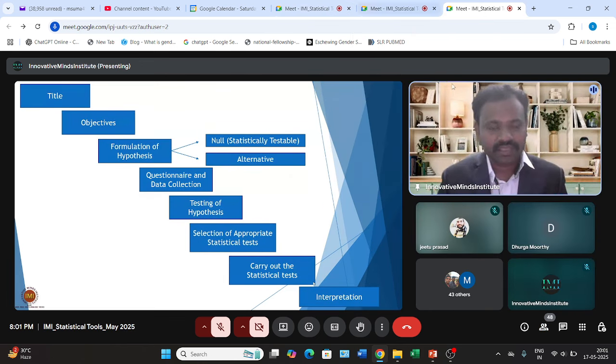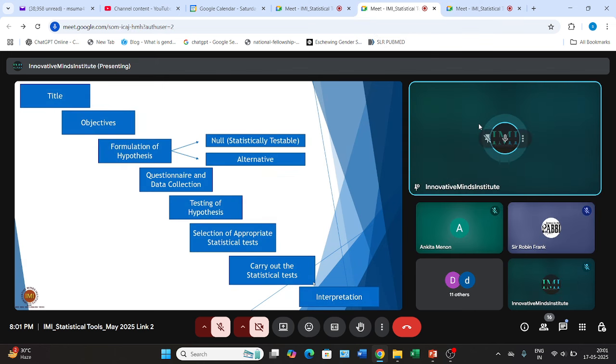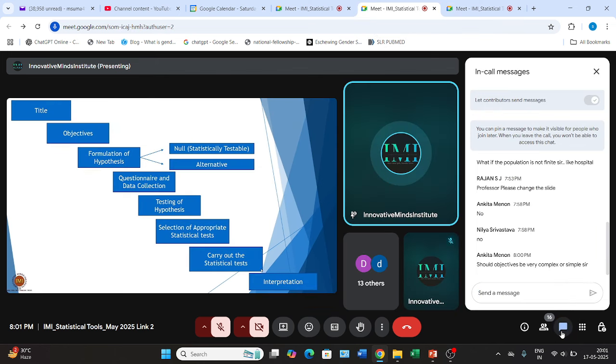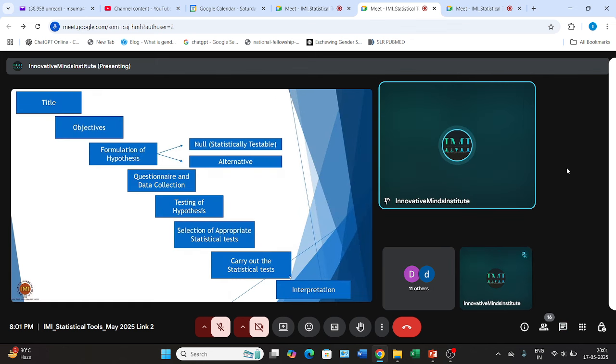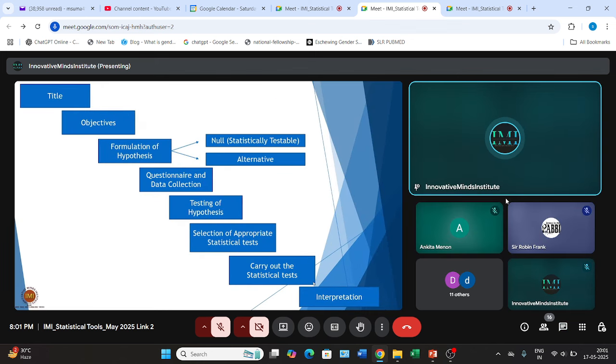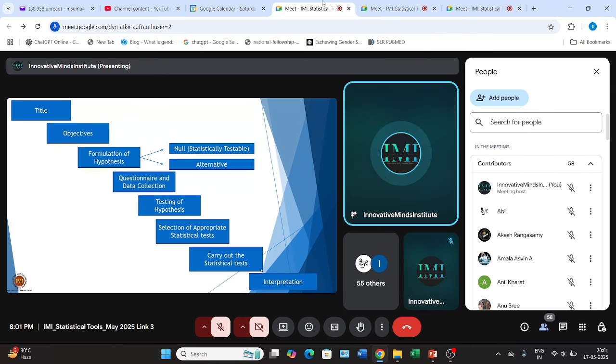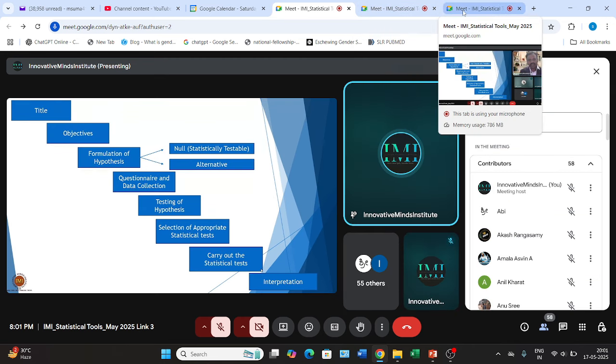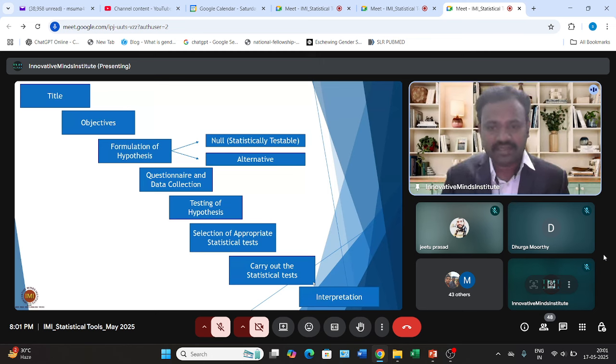Then questionnaire and data collection. You should develop the questionnaire to test your hypothesis. You should develop your questionnaire based on the objective and go ahead with the data collection. Then hypothesis testing. How to do that? You need to enter all the data, and then we can go for the analysis. How to analyze the data? What kind of test do I have to use? That's what we are going to discuss today, right? So selection of the appropriate statistical test. How to do that? We will discuss it today. Carry out the statistical test, then interpretation. Based on the result, you need to interpret.